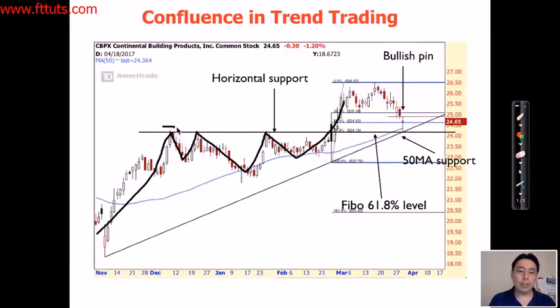So previous resistance becomes support, right? This is something that you will learn as we go through the course. So don't worry if you can't catch everything right now. It's just an introduction, right? Now price goes up again and comes down and retraces and forms a bullish pin bar.